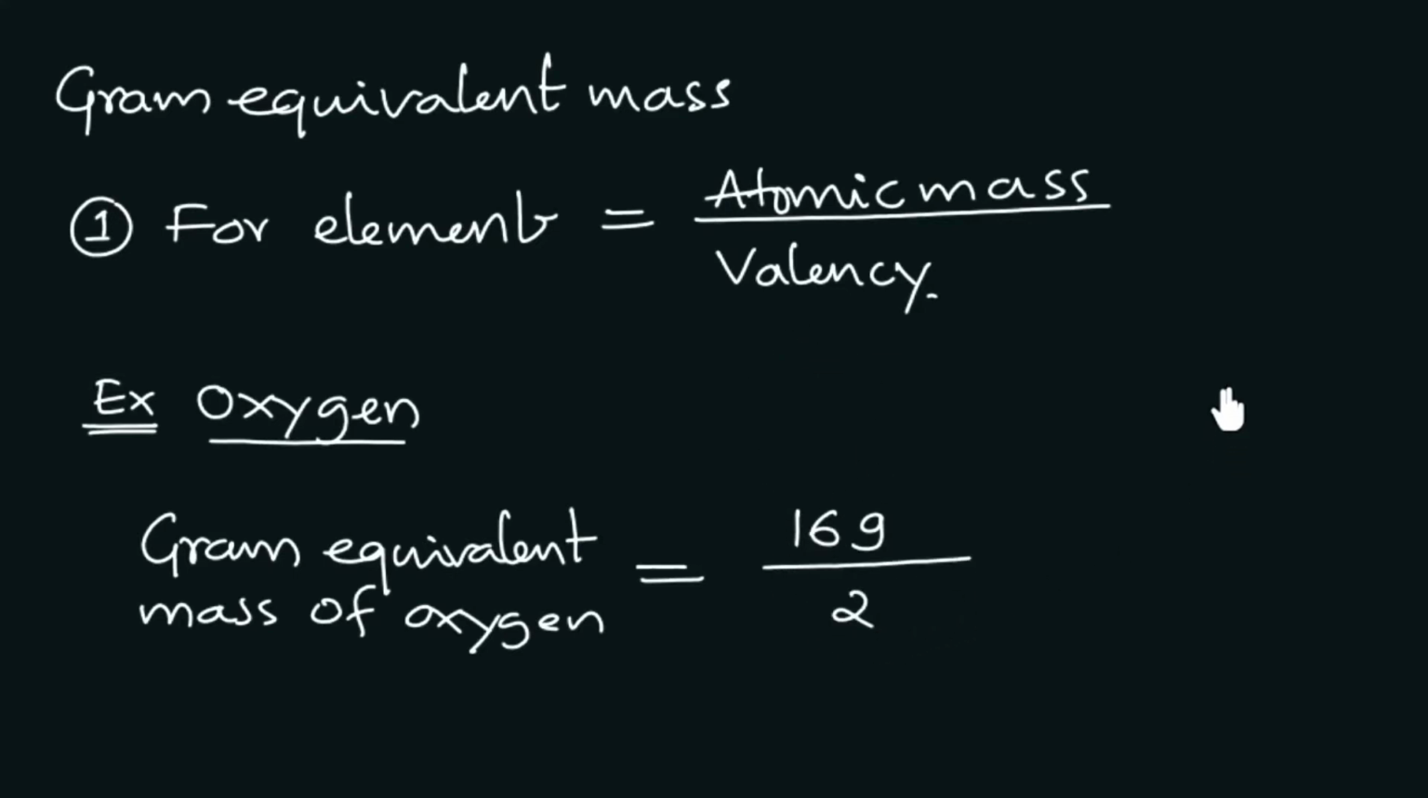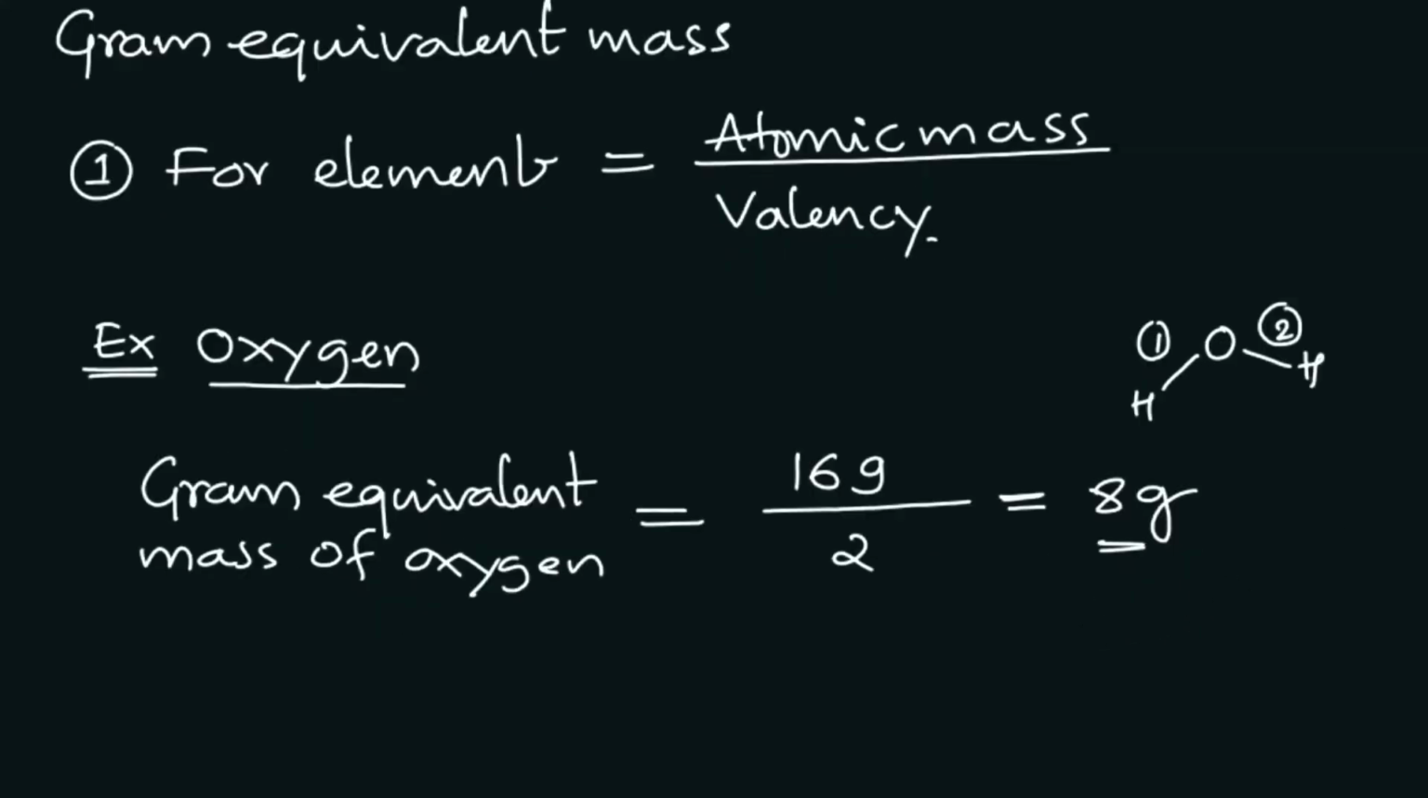How is it 2? At least you remember any neutral molecule of oxygen, particularly the water molecule. You can see that there are 2 bonds formed by the oxygen. The valency is nothing but the combining capacity of an atom. Oxygen can combine with 2 hydrogen atoms or any 2 atoms. Therefore, the valency of oxygen is 2. Therefore, 16 divided by 2, we get 8 gram. That is, the gram equivalent mass of oxygen is 8 gram.